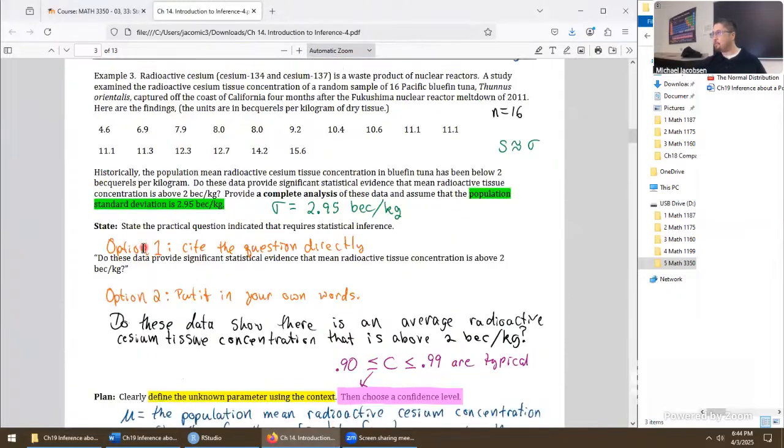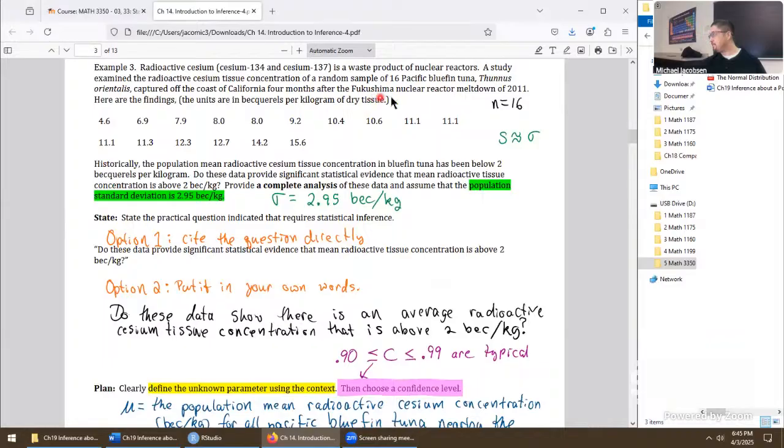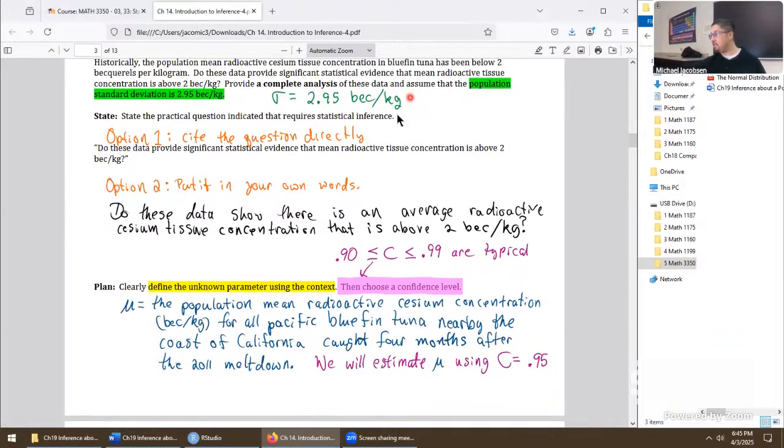There it is. We're looking into radioactivity for Pacific bluefin tuna on cesium-134, since that leaked out of the Fukushima reactor in that meltdown. We said it was the population mean, but we had to say mean of what? Radioactive cesium concentration, becquerels per kilogram. But then we also had to say, what's the population? All Pacific bluefin tuna nearby the coast of California, 4 months after the meltdown in 2011.